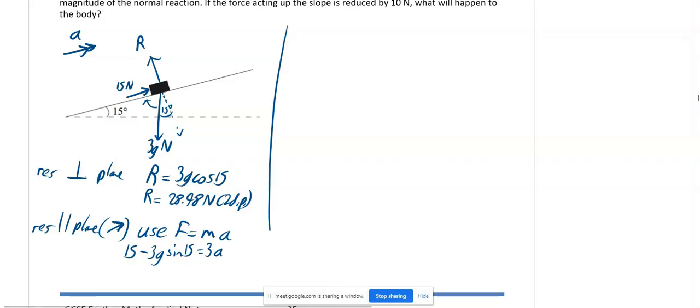Right. Here, what we want to do is do this on our calculator and see what. Oh, that's wrong. Right. Sorry, that's going to be 15 minus 3 times 3 times the 10 times the sine of 15, and then divide that by 3. I've worked out my a is equal to 2.41 meters per second squared.